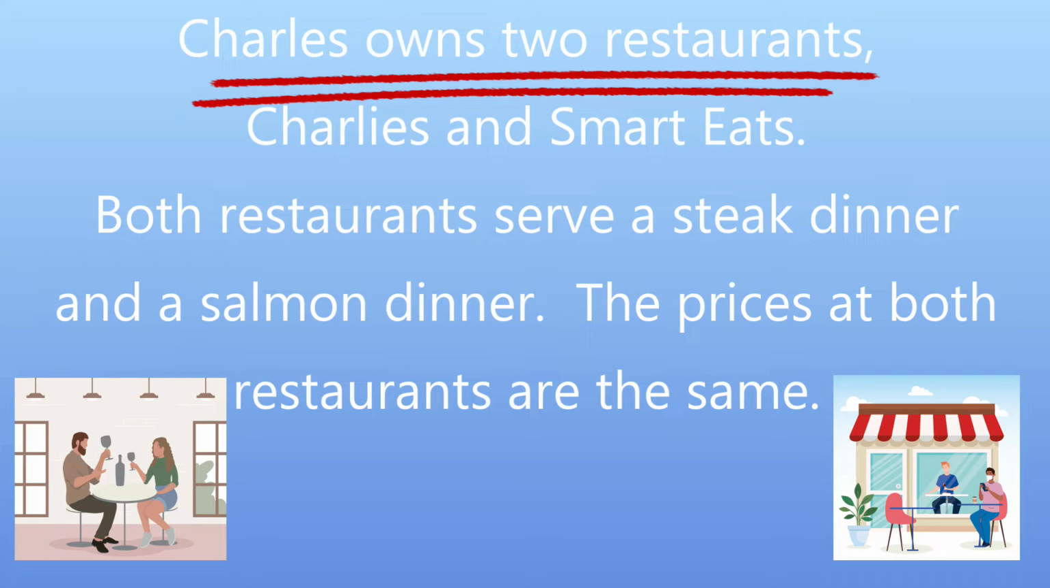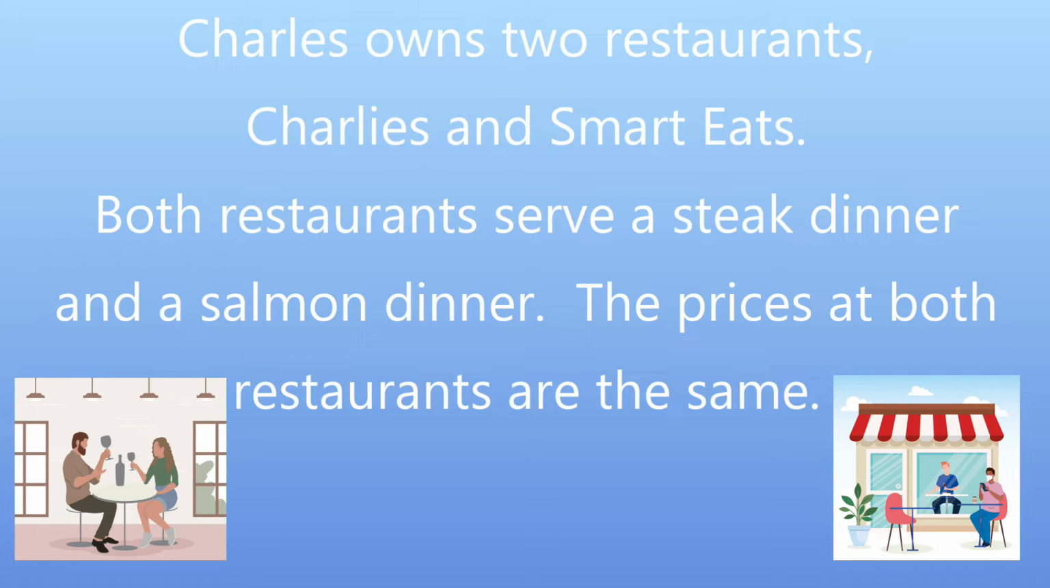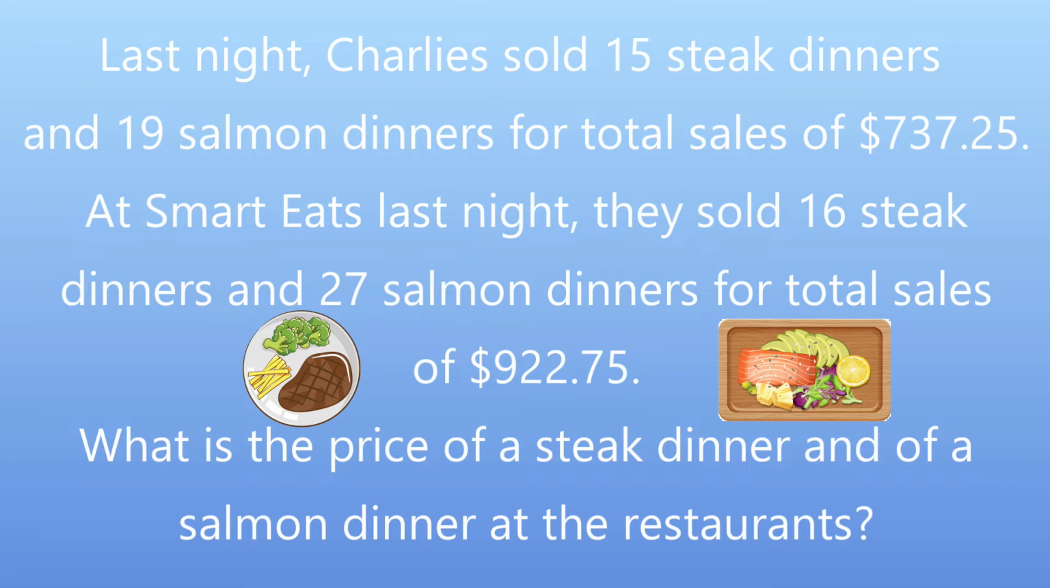Charles owns 2 restaurants, Charlie's and Smart Eats. Both restaurants serve a steak dinner and a salmon dinner. The prices at both restaurants are the same. Last night, Charlie's sold 15 steak dinners and 19 salmon dinners for total sales of $737.25. At Smart Eats last night, they sold 16 steak dinners and 27 salmon dinners for total sales of $922.75. What is the price of a steak dinner and of a salmon dinner at the restaurants?